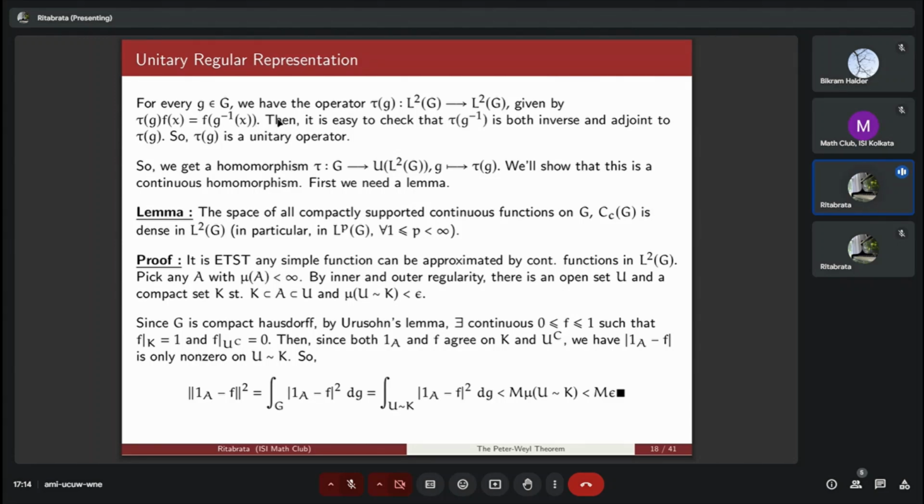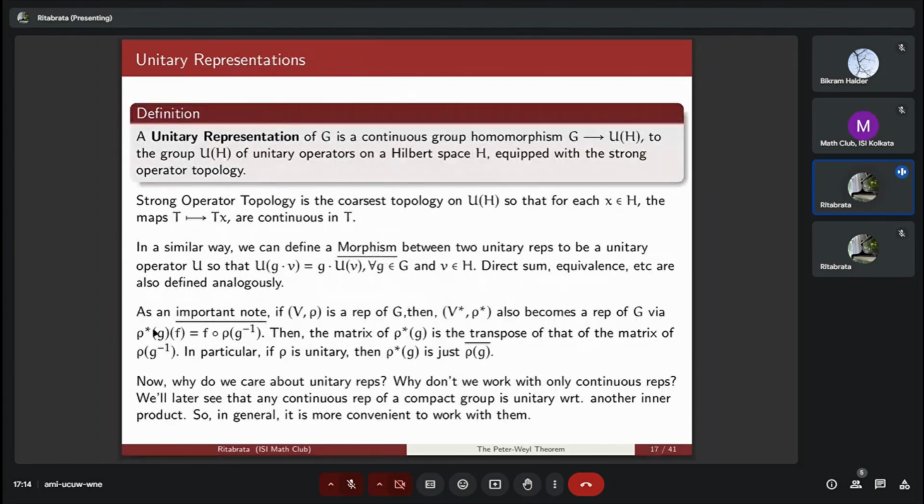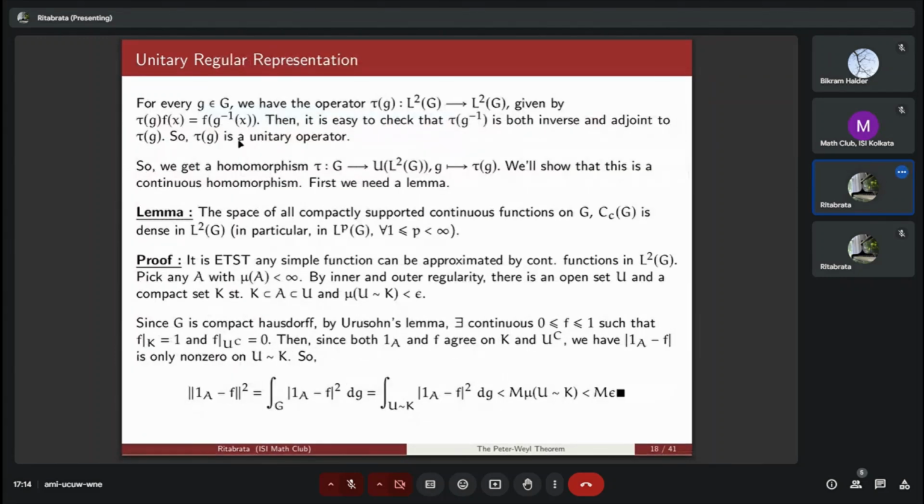It's exactly how we defined our action of G on V star, basically f of rho of G inverse, but in this case we're doing it on any square integrable function. Tau of G of f is also another function, which should also be square integrable. It is f of G inverse dot x. It is easy to check that tau of G inverse is both inverse and adjoint to tau of G. We just need to use the left invariance of the Haar measure. Straightforward computations.